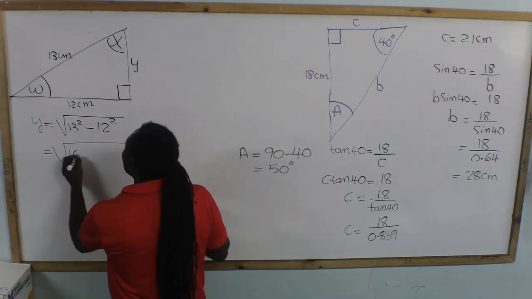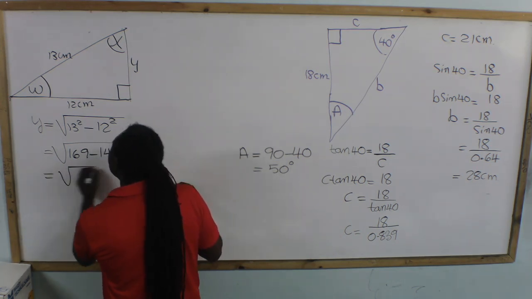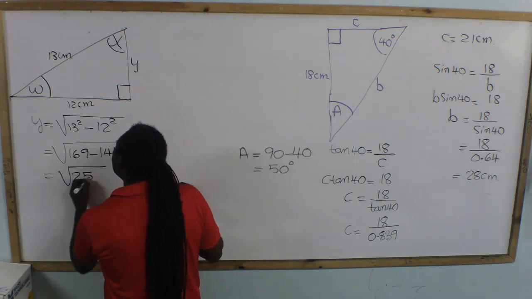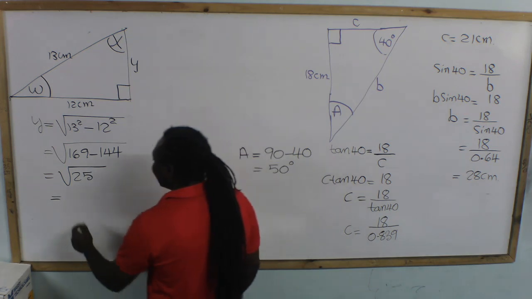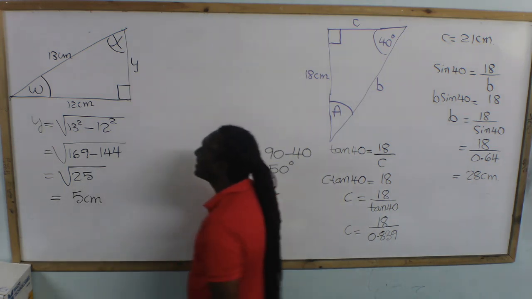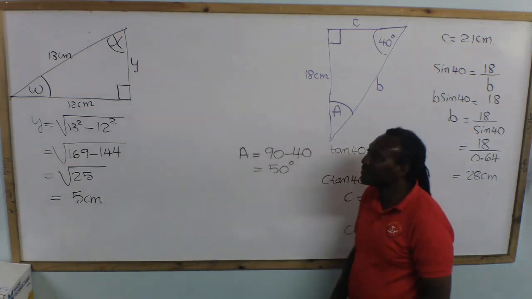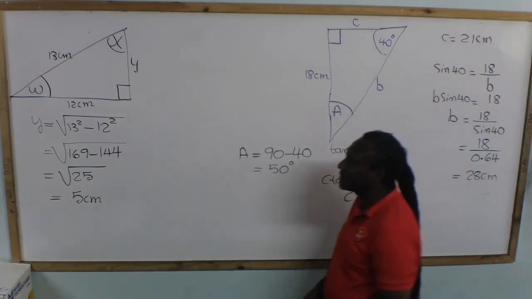No problem with this one: the square root of 169 minus 144. When you subtract them, all you get is 25, and that is going to be 5 what? Centimeters. Okay. Anything else that we can find?